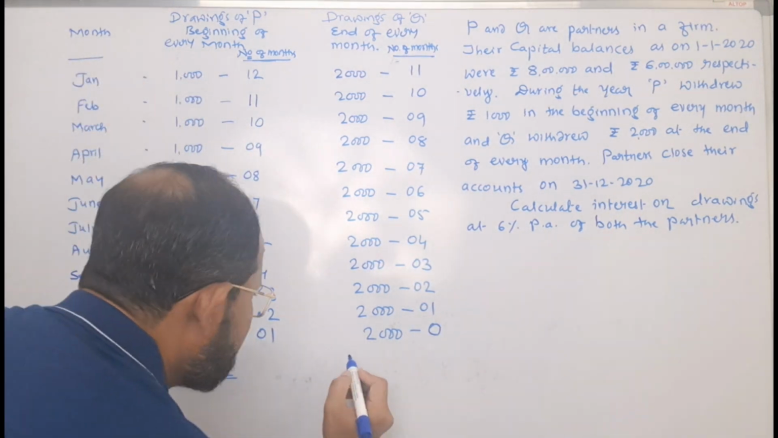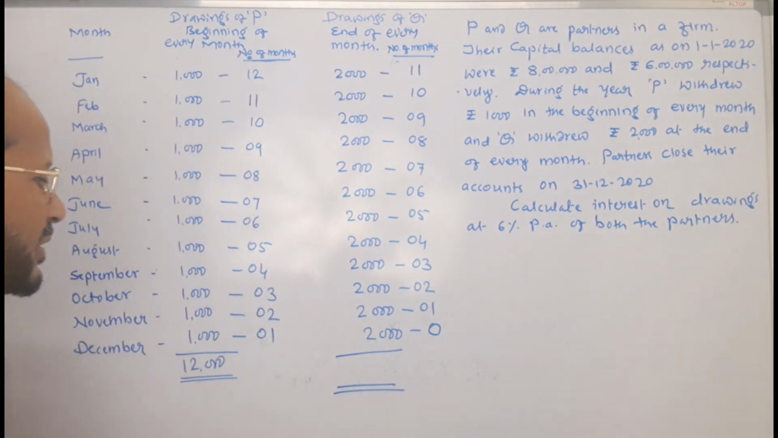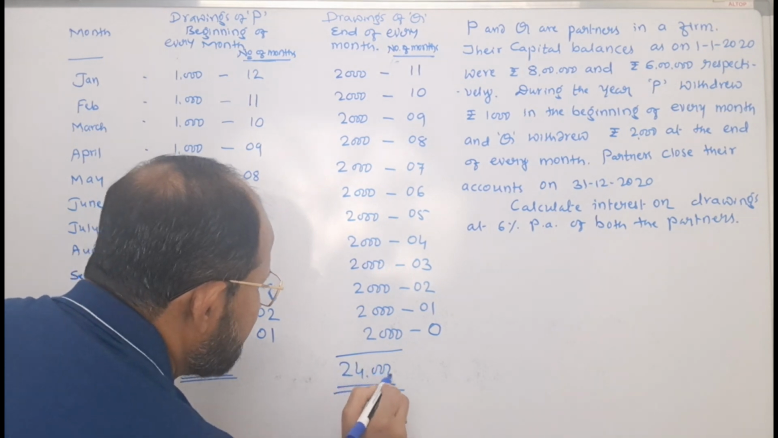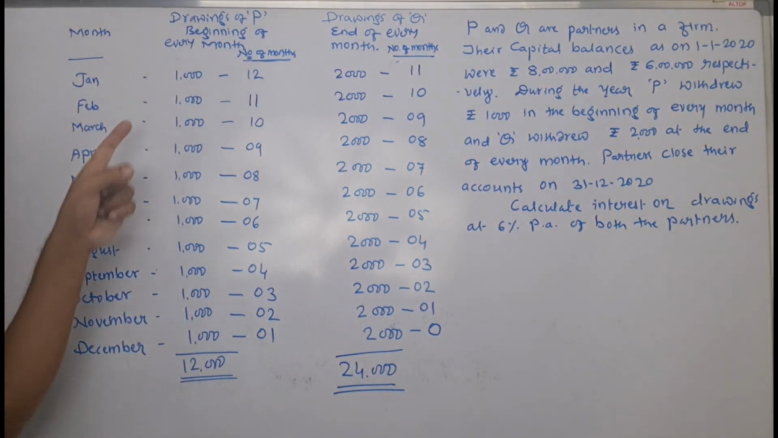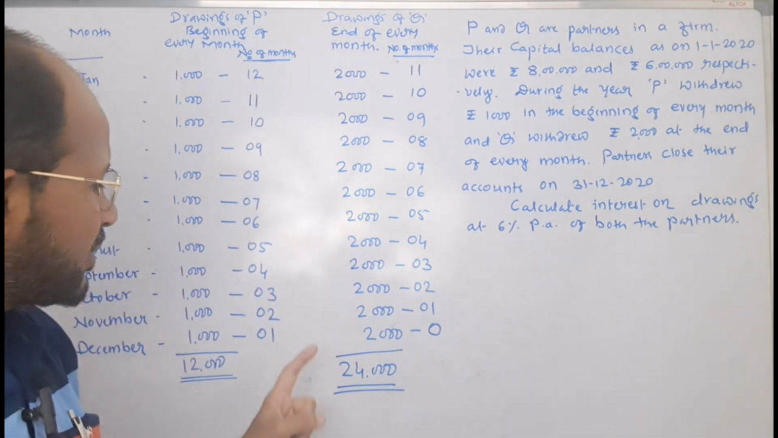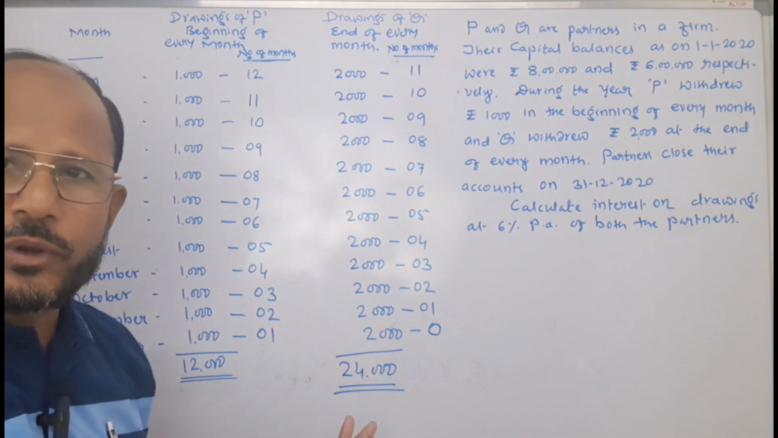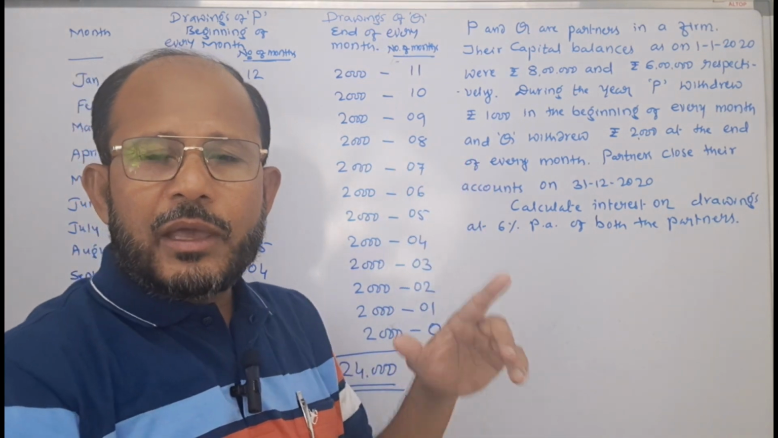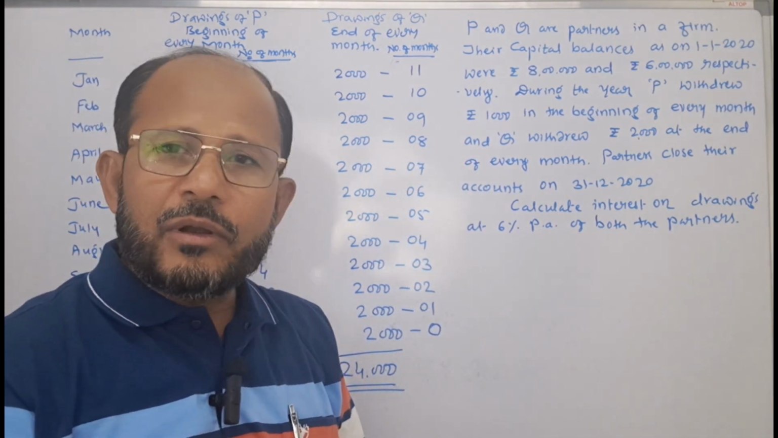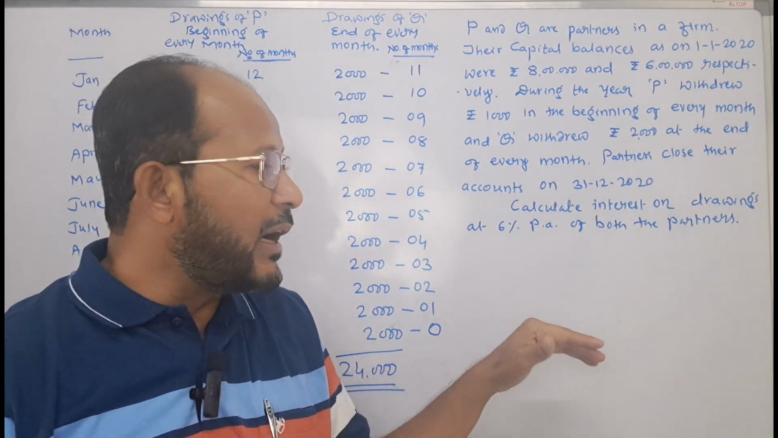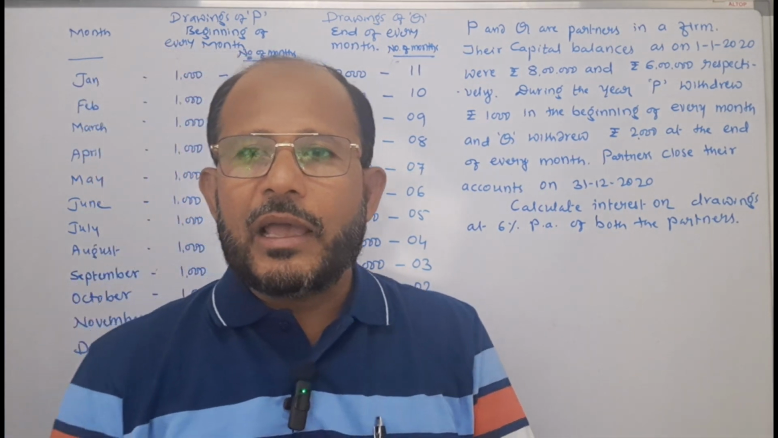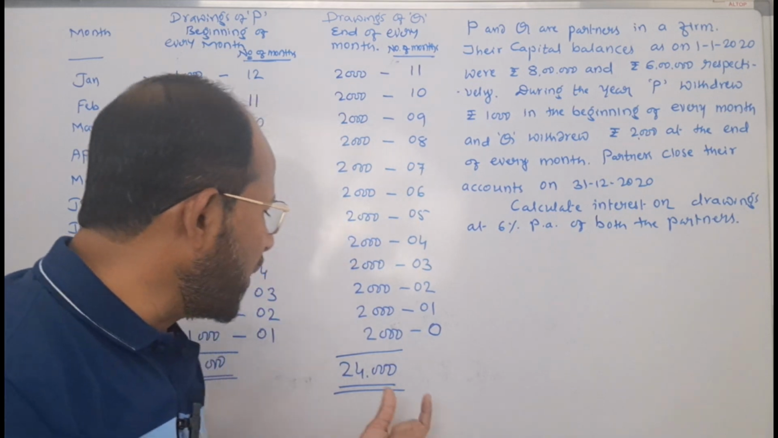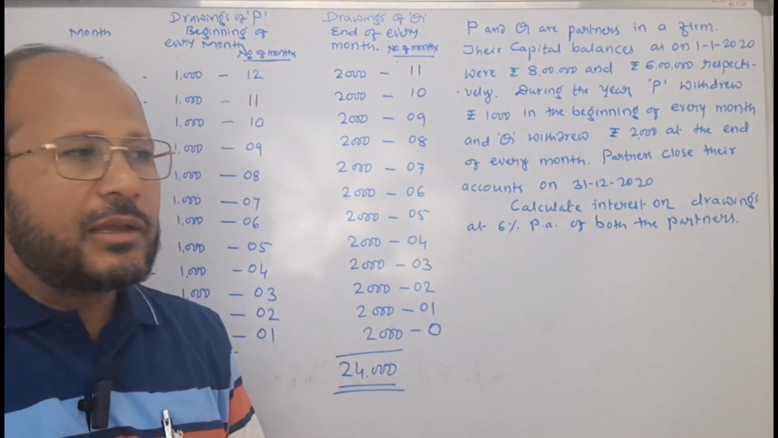Here, what is to be done? The first important thing you need to remember is that the total amount withdrawn by the partner is to be calculated. Here, in case of P, he has withdrawn rupees 12,000, and Mr. Q has withdrawn how much? Rupees 24,000 during the year. Instead of calculating interest on individual drawings, we can follow the simple formula for calculating the interest. But for that, what is important? We have to calculate the average period for which interest is to be calculated. When we apply that average period to the total amount withdrawn by the partner, then we get the same result.